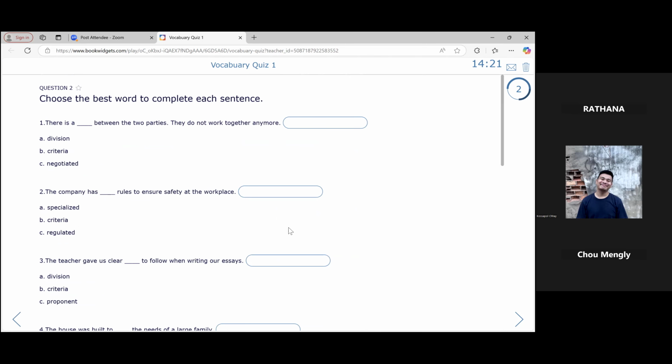The two parties, they don't work together anymore. Reason. Division means separate. Negotiate means like get around. Negotiate is a verb. Reason. Division is a noun. Yes, there is a division or criteria of negotiate.